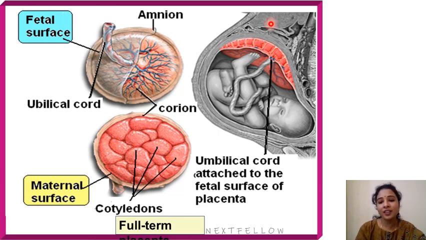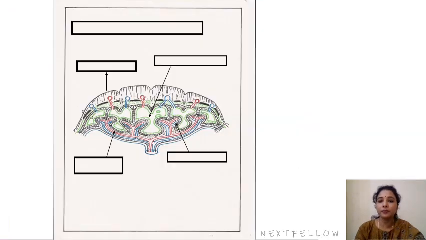The cotyledons are so called because they appear like cobblestones, which are the rounded stones usually used to make pavements in gardens. That is the reason they are called cotyledons. We can see the chorionic vessels running towards the chorionic plate deep to the amnion on the fetal surface. So here is the basic idea to understand a fully developed placenta.